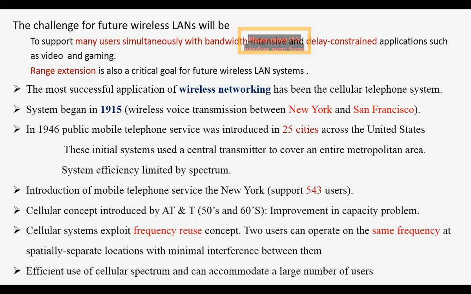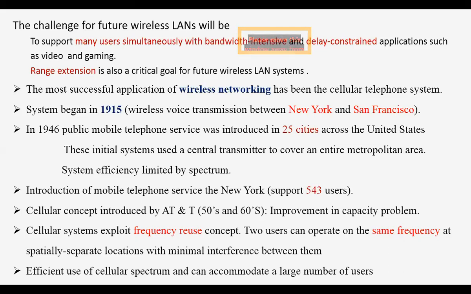The most successful application of wireless networking has been the cellular telephone. So the cellular telephone is very important. But before that, the system began in 1915, with wireless voice transmission between New York and San Francisco. Decades later, in 1946, public telephone service was introduced in 15 cities across the United States. Just take note of this, because it shows how the system evolved, the development in wireless communication.